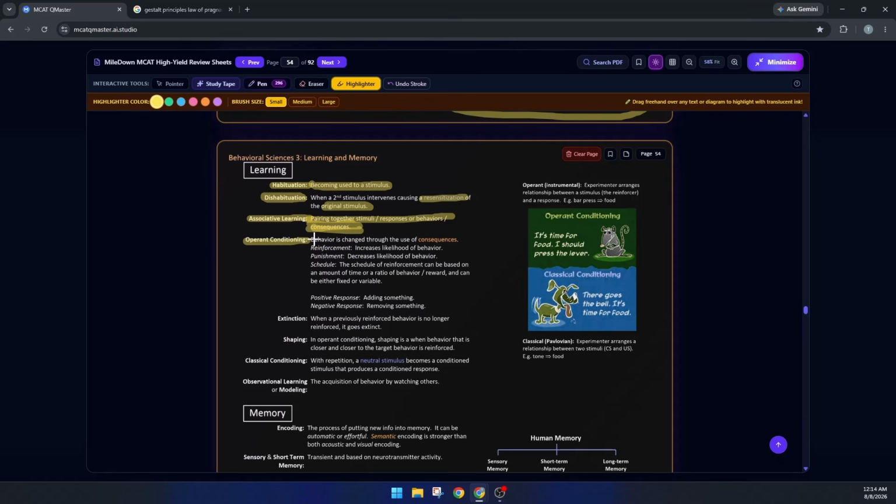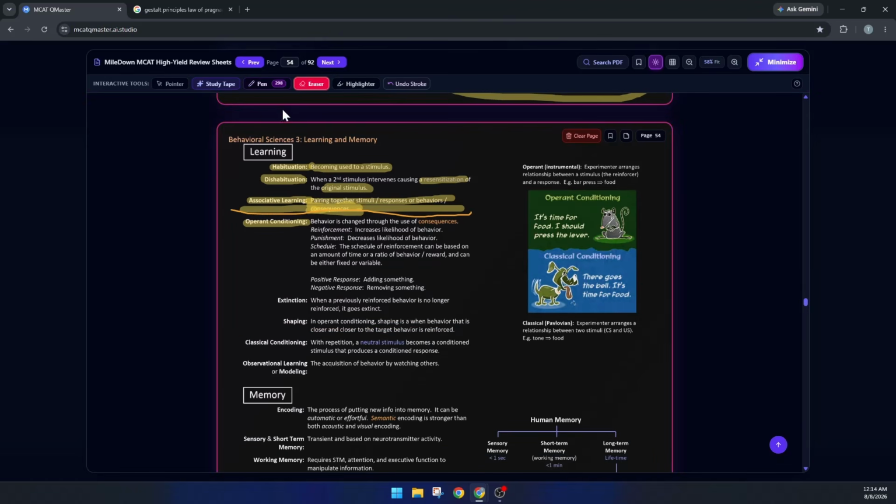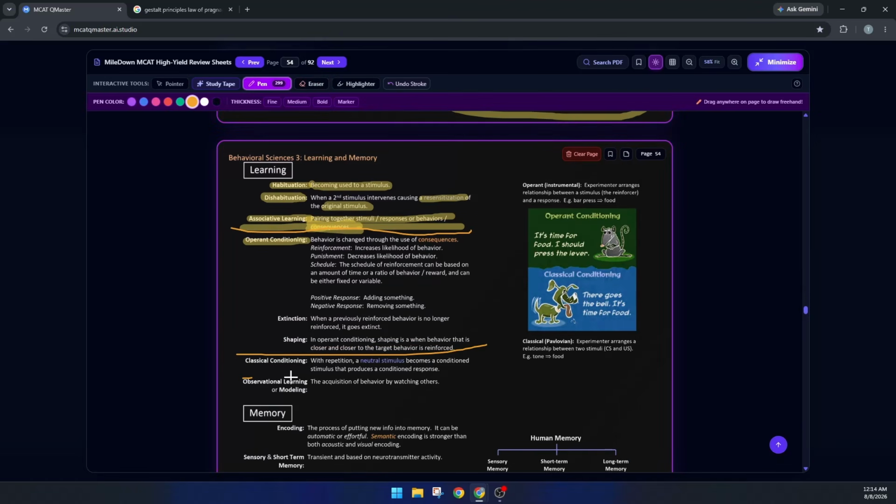Operant learning. Operant learning is a little bit different, and it should be separated from classical conditioning as well. What is happening? You should separate it like that. And operant learning is behavior through consequences. So learning through consequences. This is a good picture here. It's time for food. I should press the lever. Classical conditioning is kind of like a lab rat almost. So there goes the bell, it's time for food.